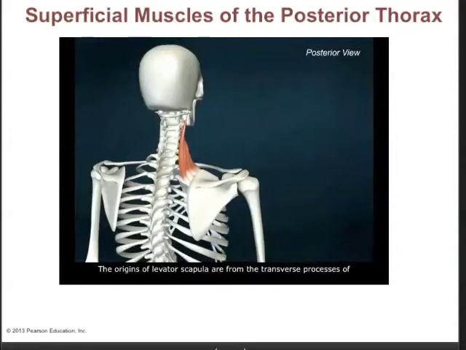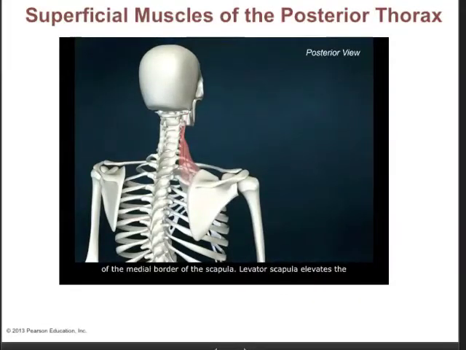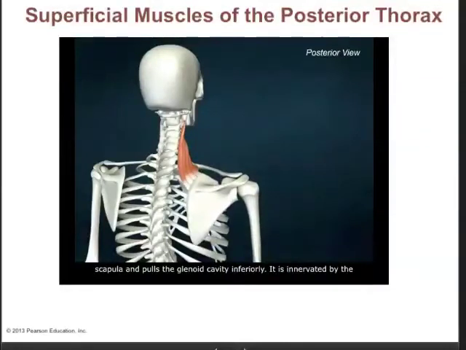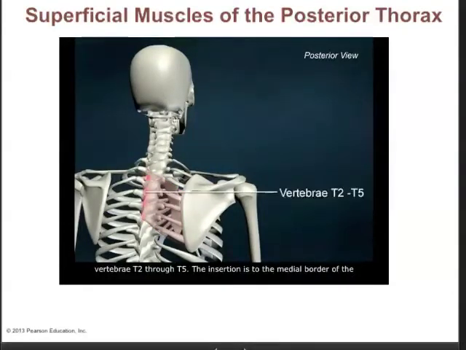The origins of levator scapula are from the transverse processes of cervical vertebrae 1 through 4. The insertion is to the upper 1/3 of the medial border of the scapula. Levator scapula elevates the scapula and pulls the glenoid cavity inferiorly. It is innervated by the cervical nerves and the dorsal scapular nerve. The origins of rhomboid major are from the spinous processes of vertebrae T2 through T5.